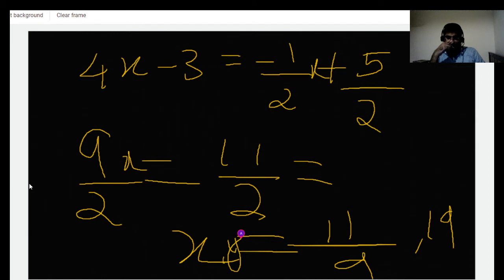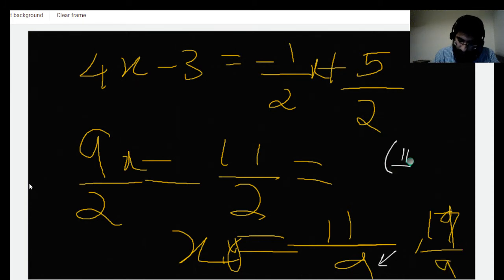Is that it? Second one is incorrect. Ask my calculator. Did you put 11 by 9? Okay, 17 by 9. So these two lines meet at the point 11 by 9, comma 17 by 9. Okay. Next question.